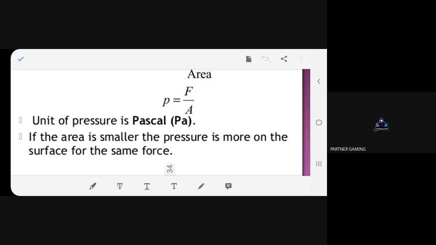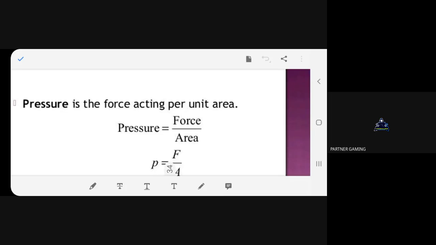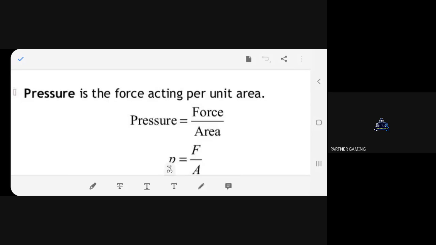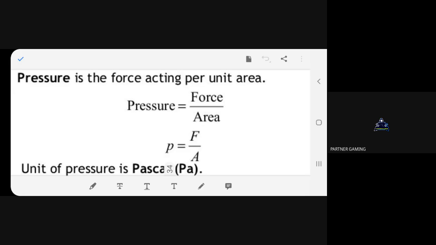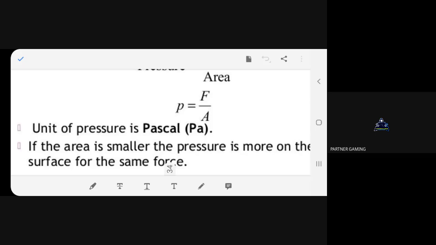If the area is smaller, the pressure is more on the surface for the same force. Now, we have studied that pressure is the force acting per unit area. So, what will be the formula? Pressure is equal to force upon area. Pressure is symbolized by P, force by F, and area by A. So, P becomes F upon A. And what's the unit of pressure? Unit of pressure is Pascal, that is Pa.